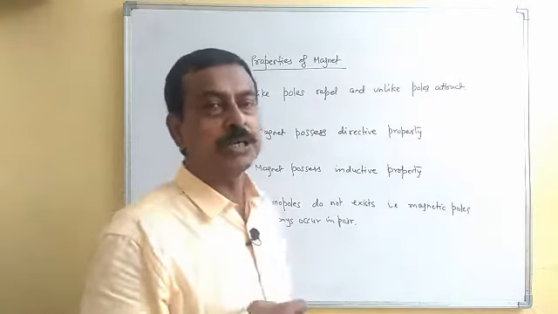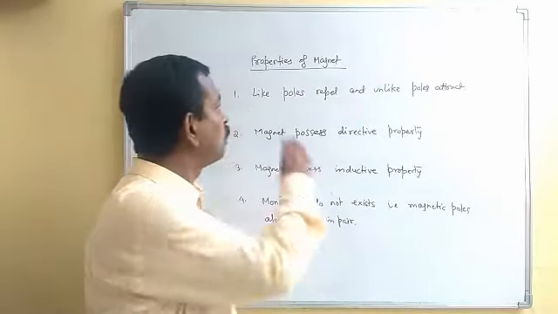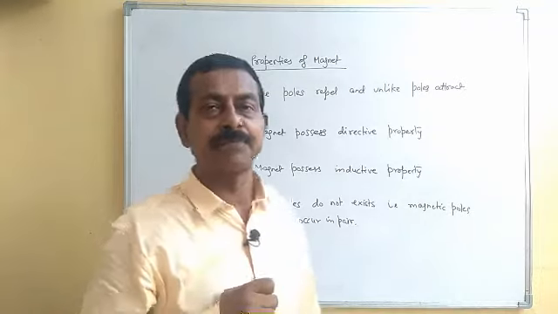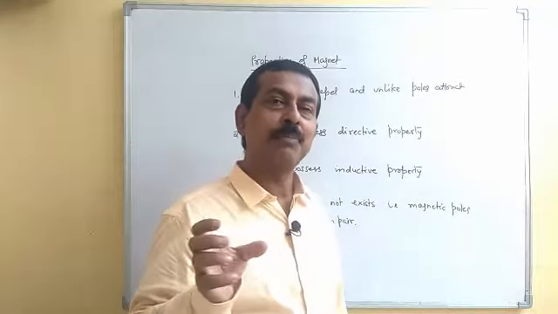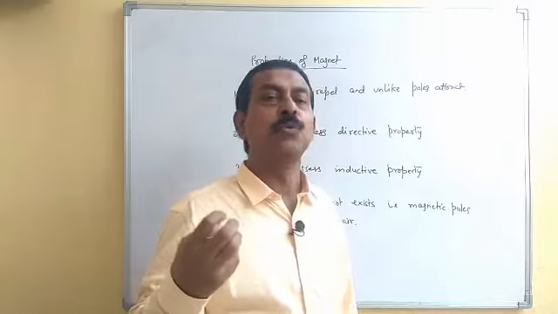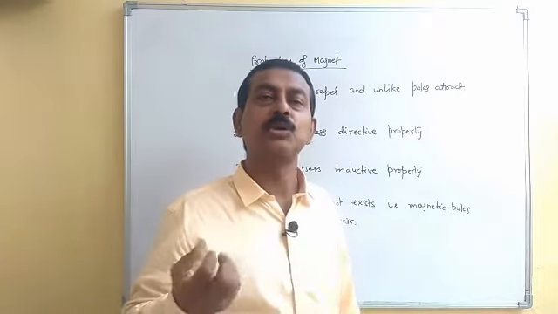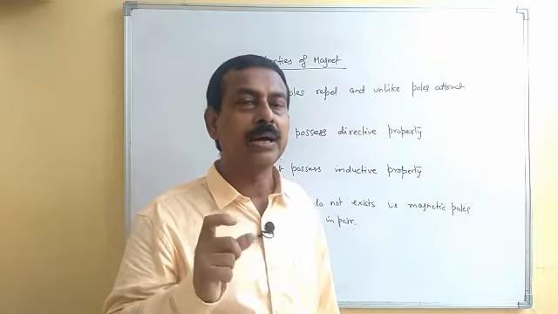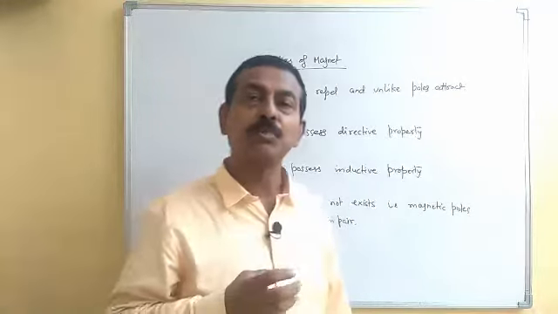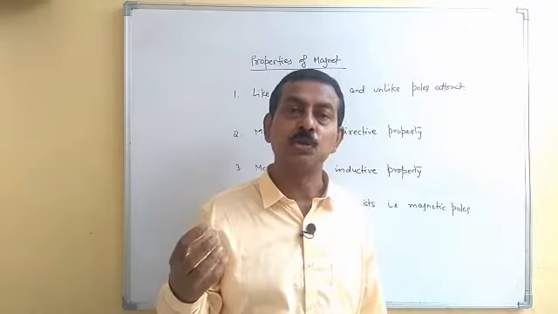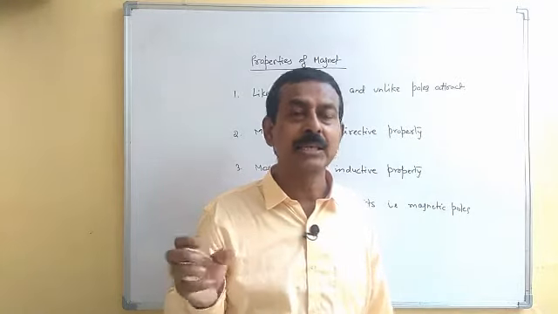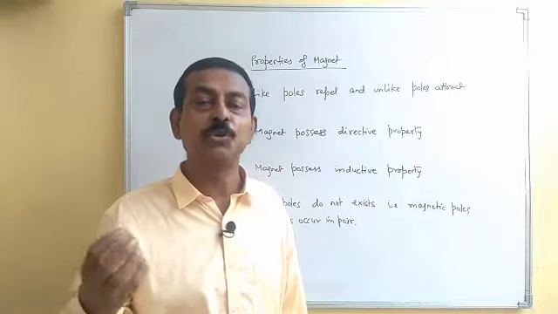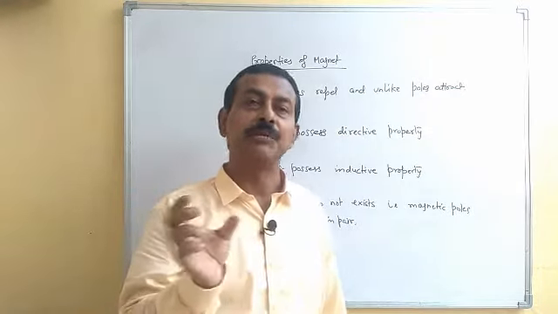Let's take properties of magnet. First property is like poles repel and unlike poles attract. If you take like poles of the magnet, north-north pole, they will repel each other, north-south they will attract. Like if you have the north pole and north pole of the two magnets, they will repel each other. If you have the north pole and south pole of the two magnets brought close, they will attract each other.